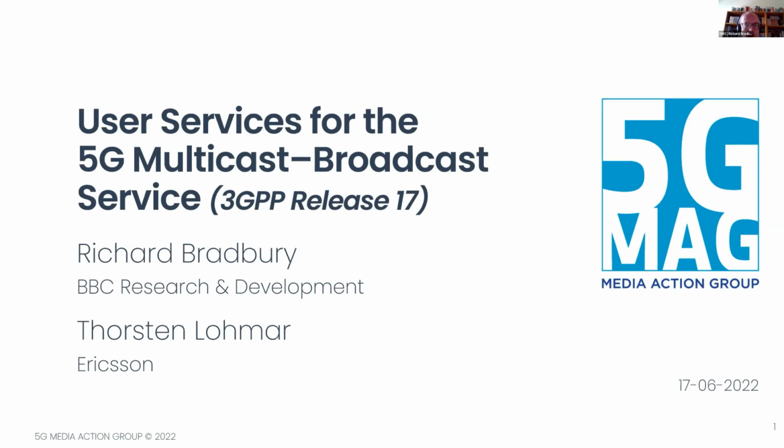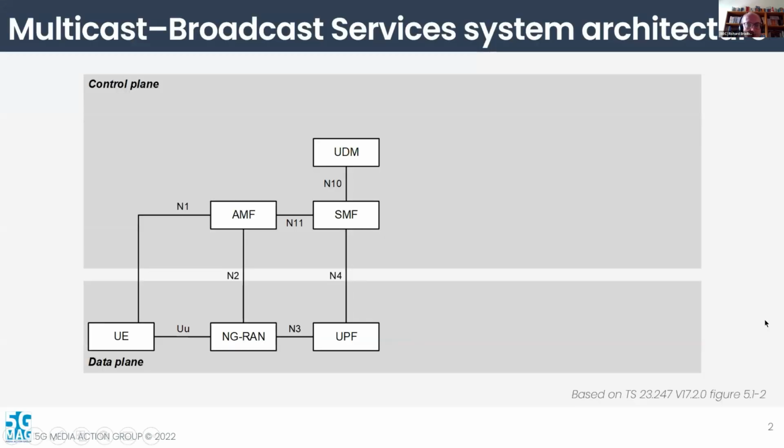So just as a reminder of some of the more interesting bits of the 5G core architecture, obviously we divide the functions between control plane and data plane, or user plane as it's sometimes called. And in the control plane, we've got key functions like the service management function and the user plane function in the data plane, and obviously the 5G RAN system here, and the user equipment, which is your mobile phone. And so that core architecture was defined by the SA2 group.